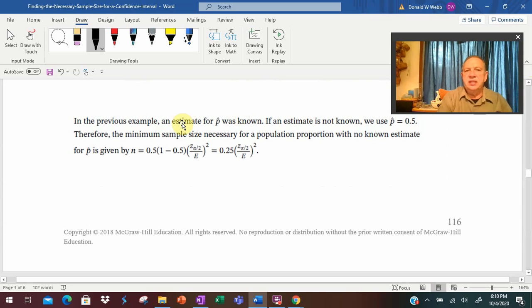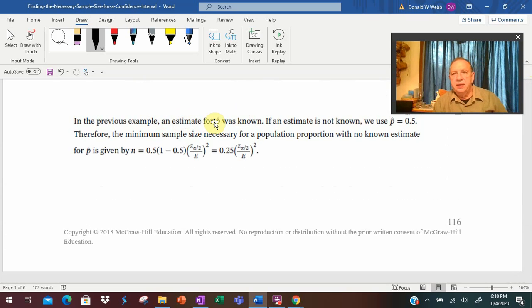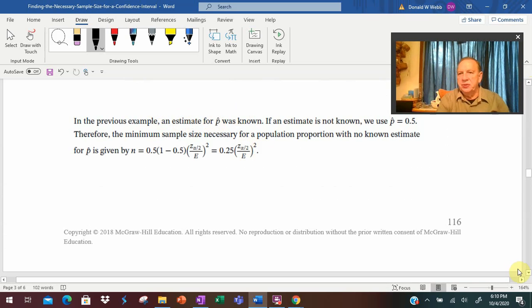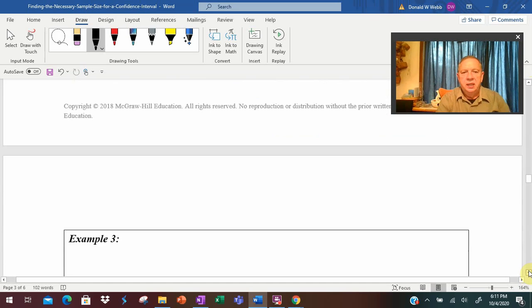So in the previous example, an estimate for p hat was known. That was from some previous study. How about if I didn't have that? Then what I'm going to do is use p hat 0.5. 50% is what I'm talking about.